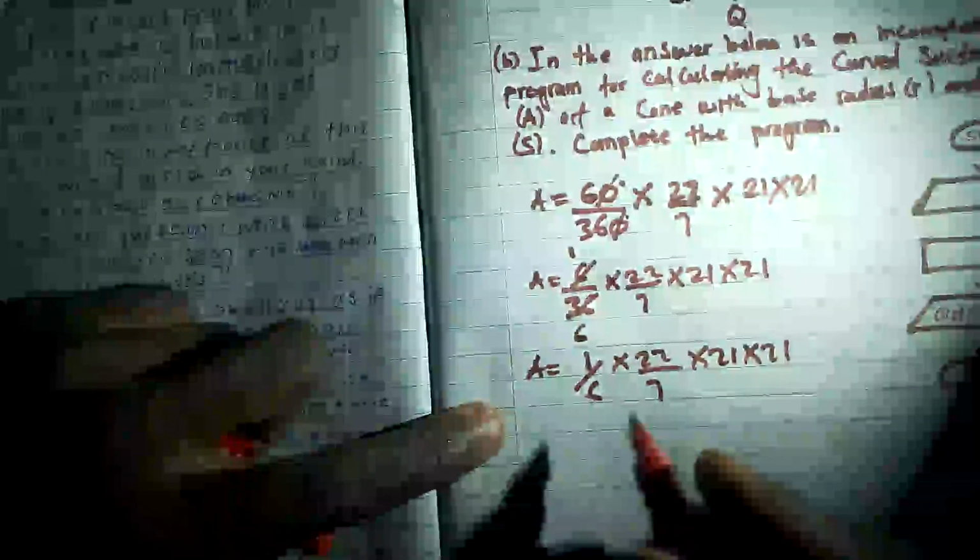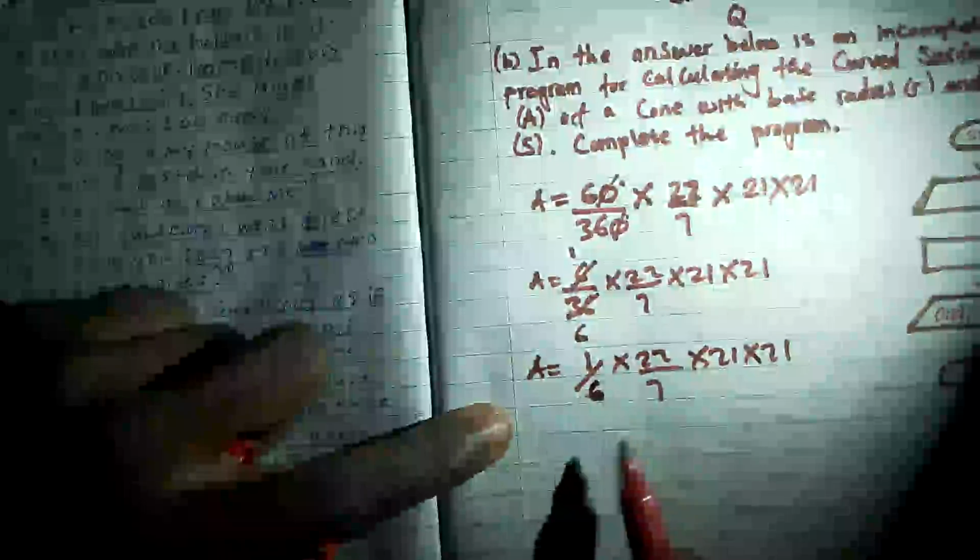Similarly, let me rewrite to make you understand this part. Here I have 6, here I have 7, and here I have 21. So 7 into 7, I'm going to get 1. Then here, 7 into 21. If you don't know whether 7 can go into 21, just like this, this one represents 1.